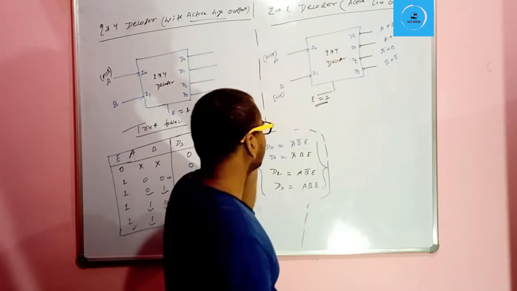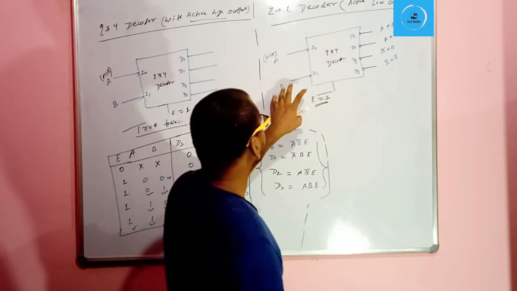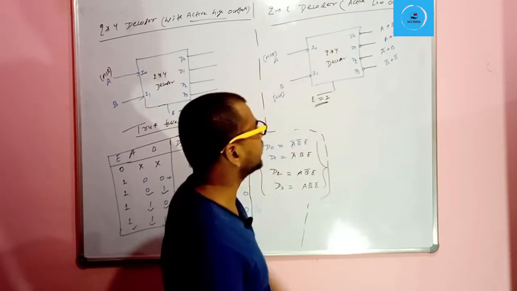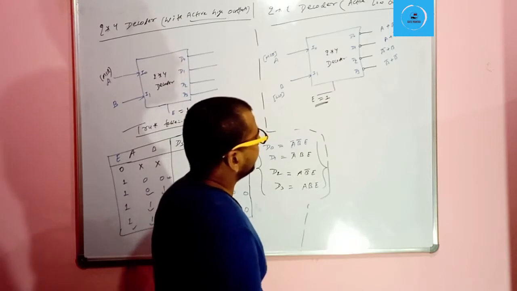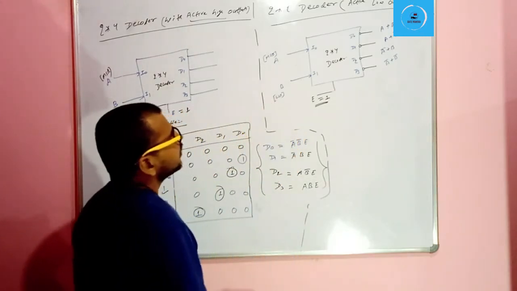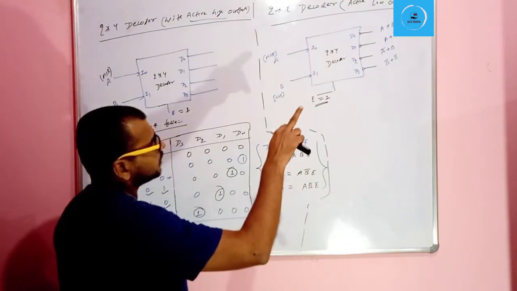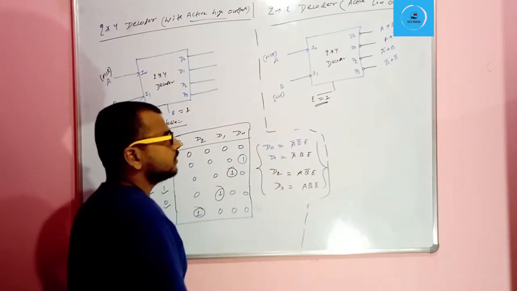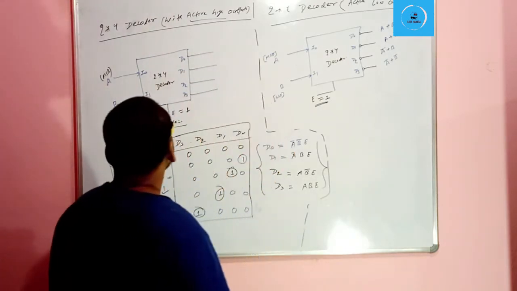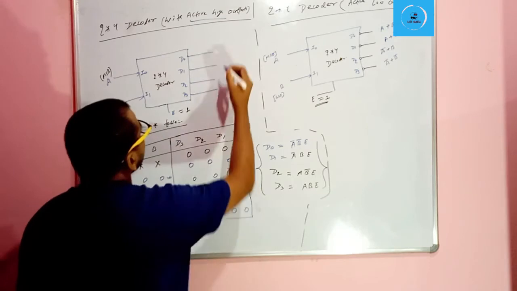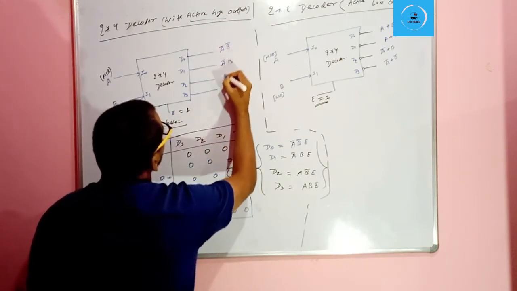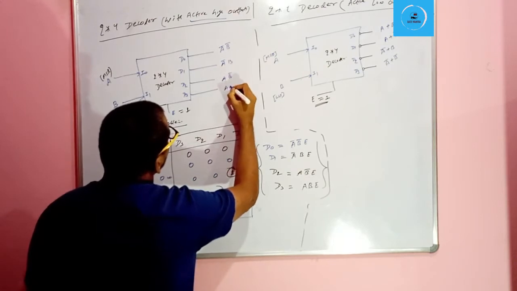And for input 11, D3 will be selected and all others will be not selected. So the expressions are D0 = A + B, D1 = A + B bar, D2 = A bar + B, and D3 = A bar + B bar. Here we can see that the expressions for the active high decoder will be A bar B bar, A bar B, A B bar, and A B.